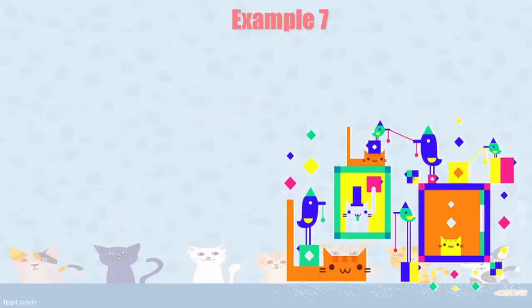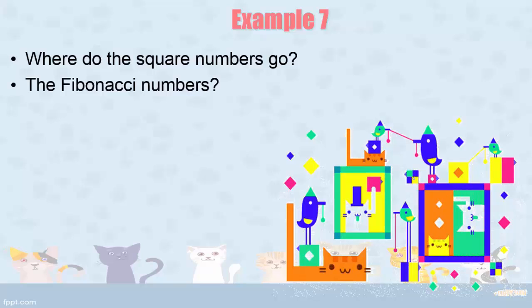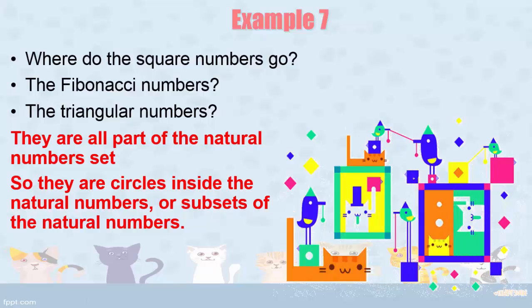In example number 7, we're going to ask ourselves a question about certain numbers that we looked at earlier. So we want to ask, where do the square numbers go, the Fibonacci numbers, and the triangular numbers? And it turns out that these are natural numbers. So they would be part or a subset of the natural numbers set. So you can think of them as circles inside the natural numbers or subsets of the natural numbers.